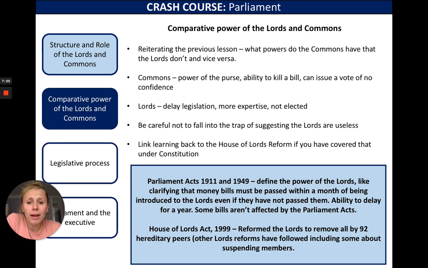The next bit of the spec talks about the comparative power of the Lords and the Commons, so you've got to compare them. This reiterates the previous lesson, so I make sure I really cover what powers the Commons have and the Lords don't, and vice versa. So, for example, the Commons has power of the purse, the ability to kill a bill, they can issue a vote of no confidence, whereas the Lords can delay legislation, they tend to have more expertise, they're not elected, that kind of stuff. So it's a really good time to lay that out.